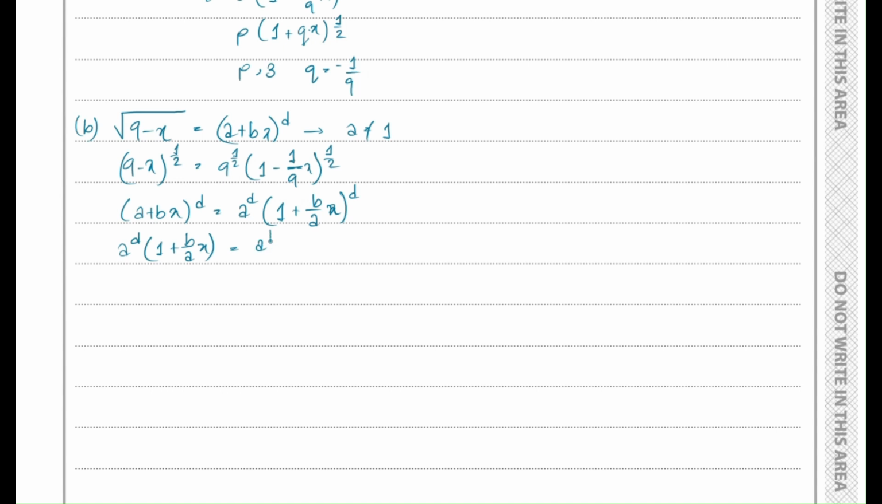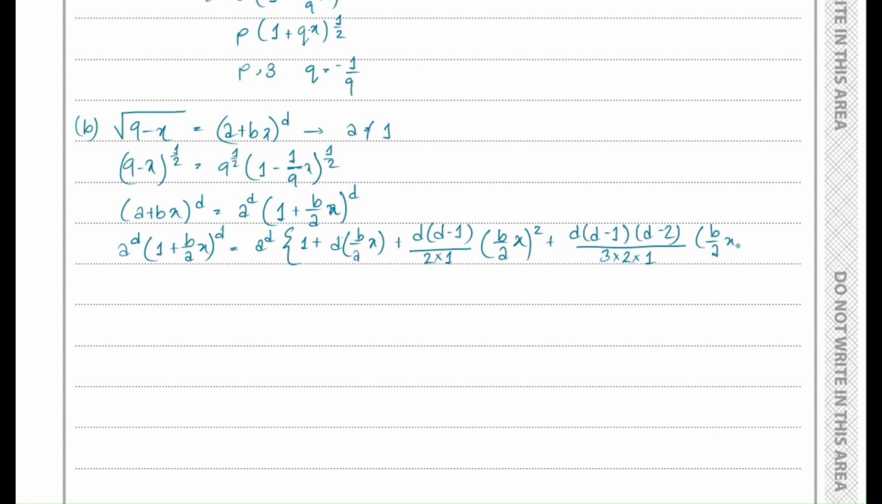And the expansion will be a^d times 1 plus d(b/a)x plus d(d - 1)/(2 × 1) times ((b/a)x) squared. This part won't change from the usual one where a equals 1. Then plus d(d - 1)(d - 2)/(3 × 2 × 1) times ((b/a)x) cubed.